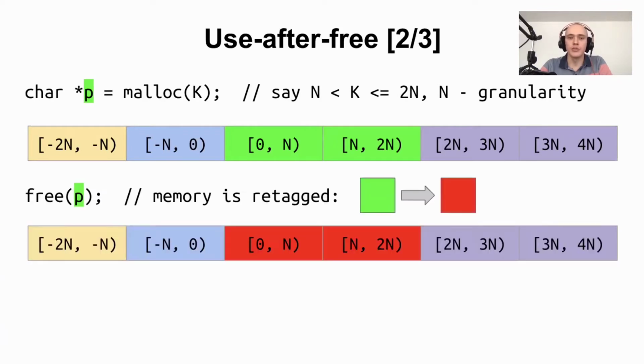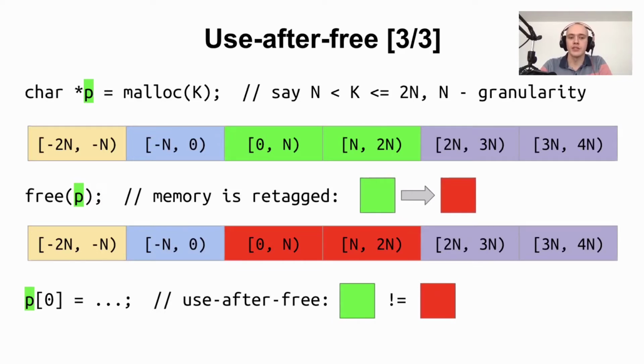Similarly, for a use after free, what happens is that after we free memory, we retag the granules that belong to the object, and here we use the red tag. When the access to the object happens, we have the pointer tagged as green, we have the memory tagged as red, and since the tags are not the same, we do detect a memory access violation.